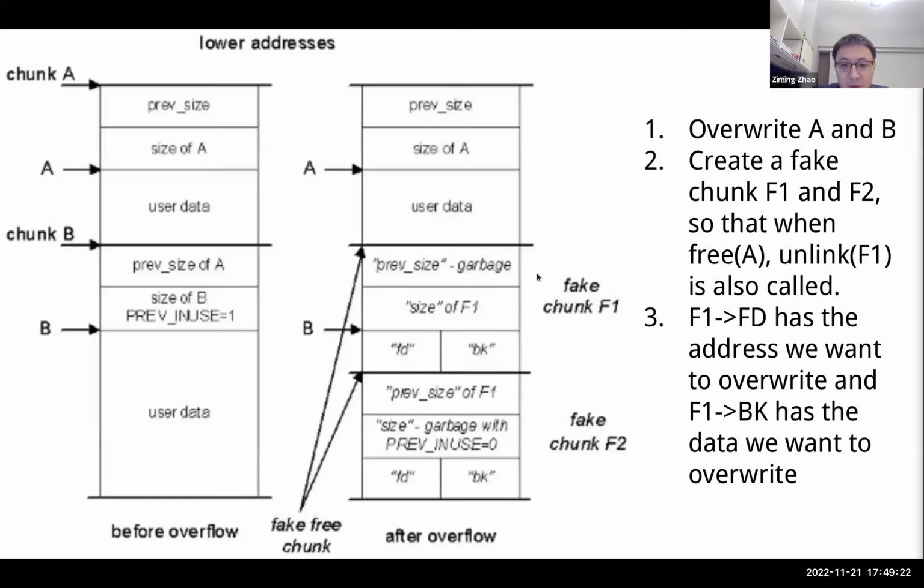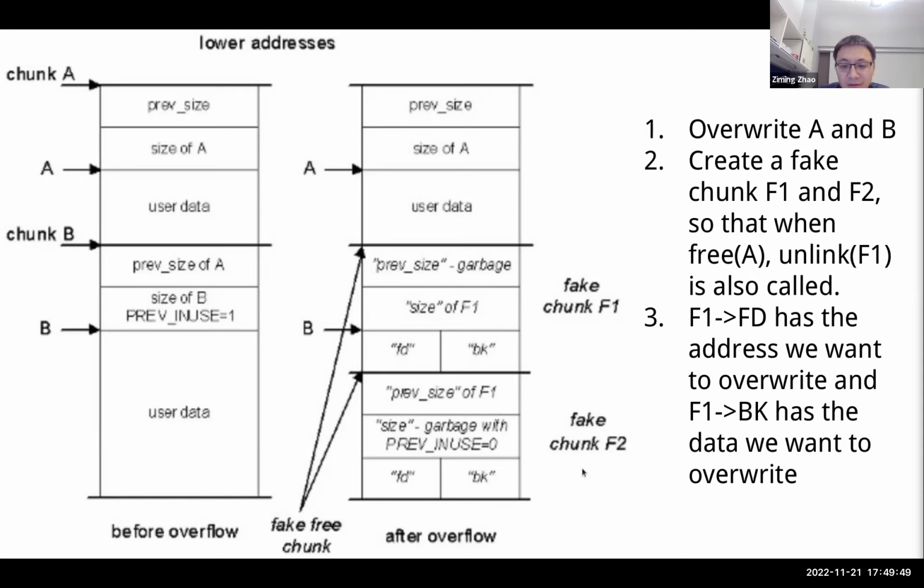So we're going to create two fake chunks, and let's call them F1 and F2. F1 will look like this. It has a previous size, which doesn't really matter, but we can actually get it from the size of A. Then it will have its own size. Then a forward pointer and a backward pointer.